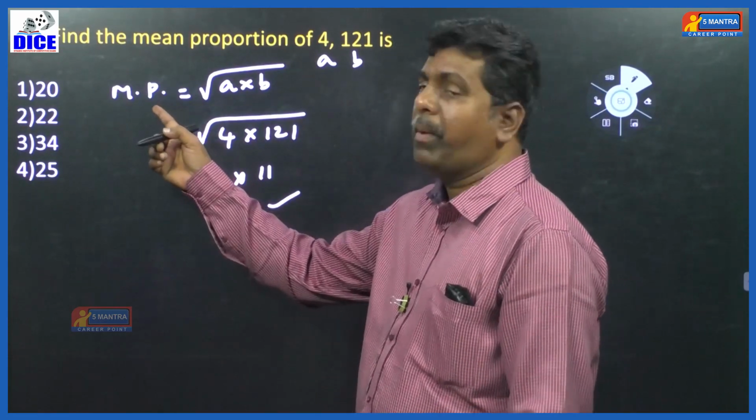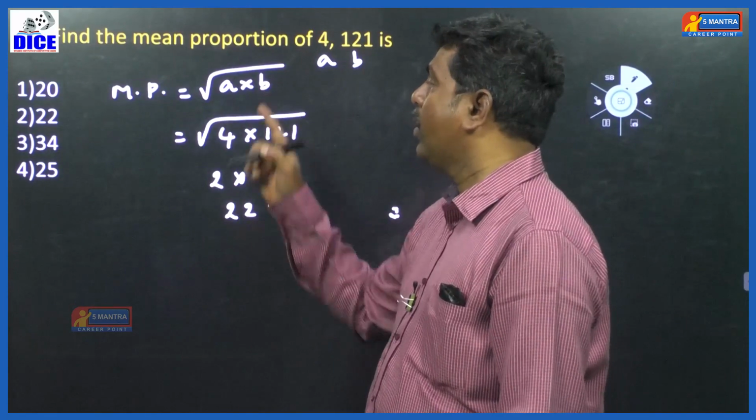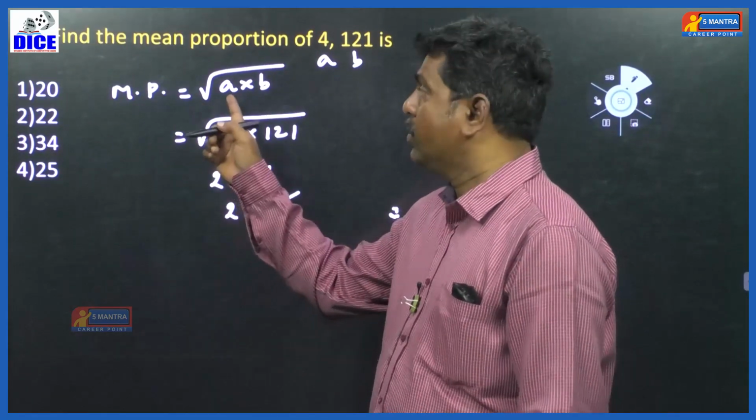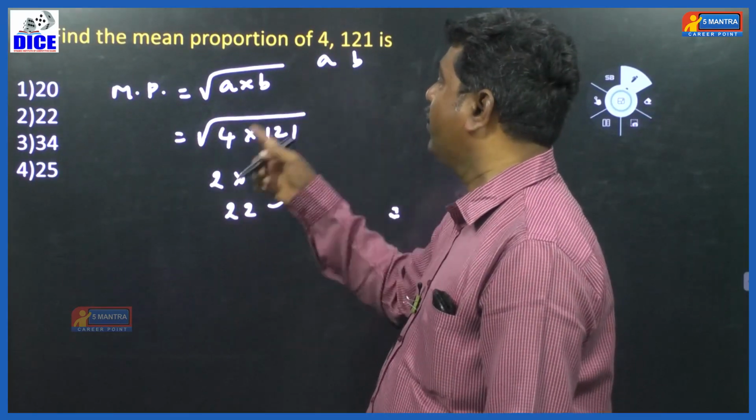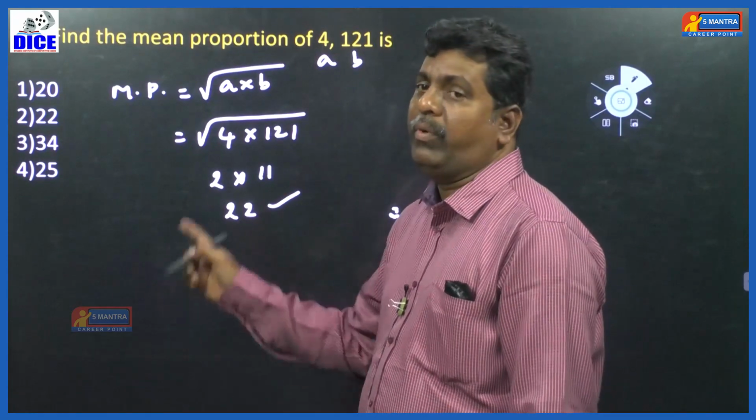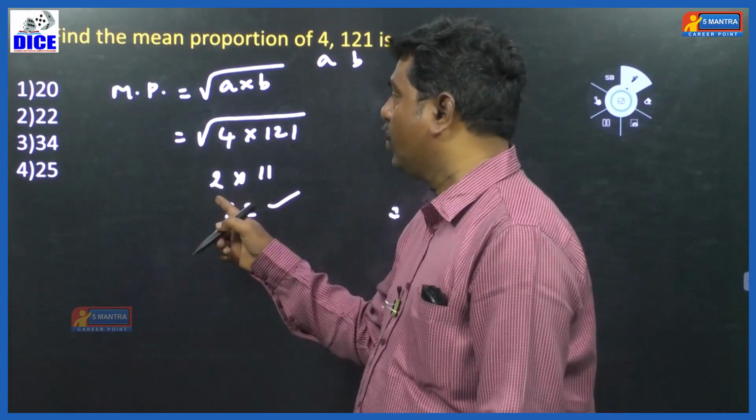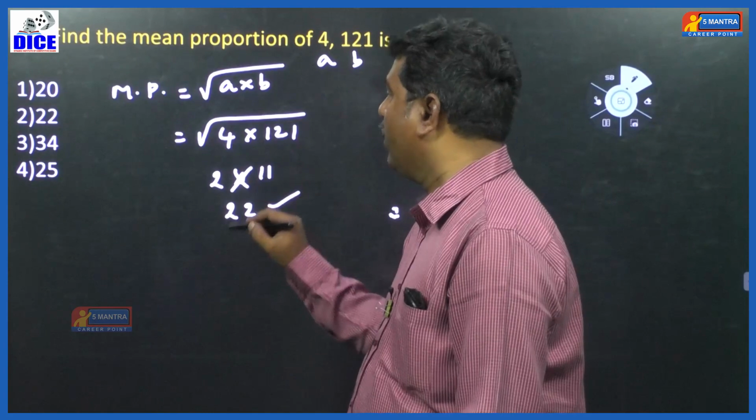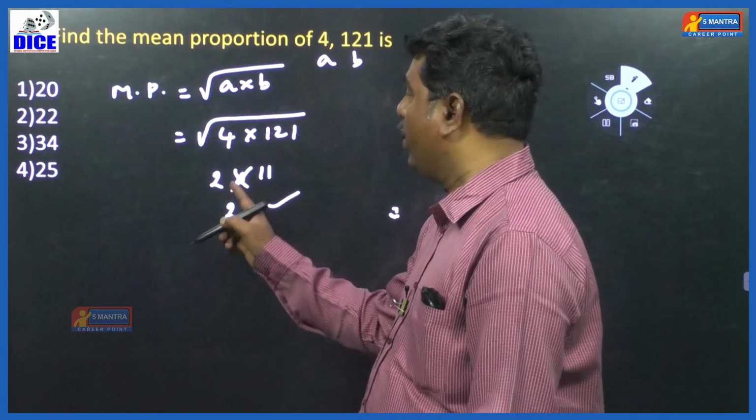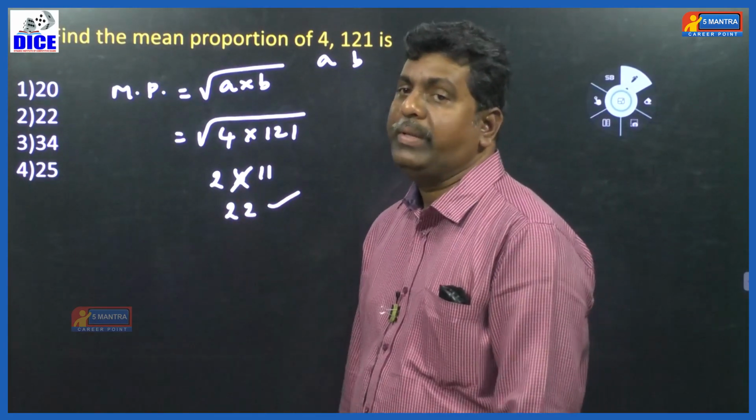So the formula for mean proportion MP is square root of A into B. Here A means 4, B means 121. Therefore the square root of 4 is 2, into the square root of 121, 11. Therefore 2 into 11, the answer is 22.